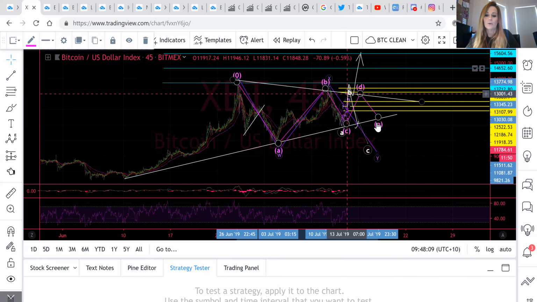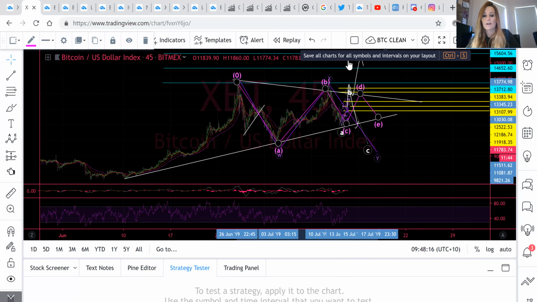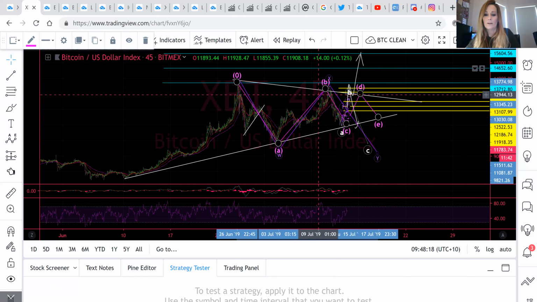So we'll know at this point where we're going, if we're heading higher. Within this range here, this is all speculation, and we really don't know which way we're going right now.